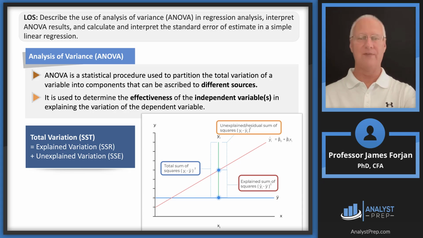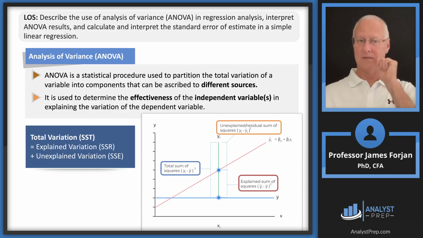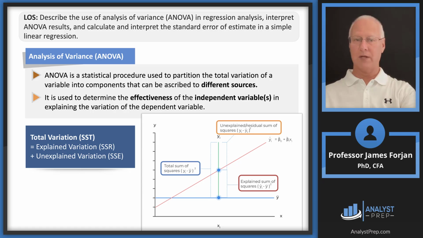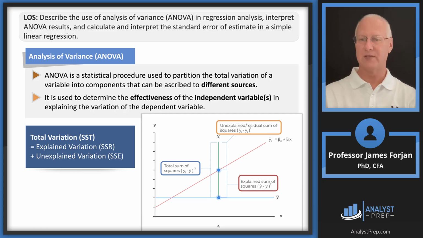We have done that in part 1. So the total variability has two components, the explained and the unexplained. And so look at that second diamond or arrow point. This is important here. Analysis of variance is used to determine the effectiveness of the independent variable in explaining the variation in that dependent variable, right?